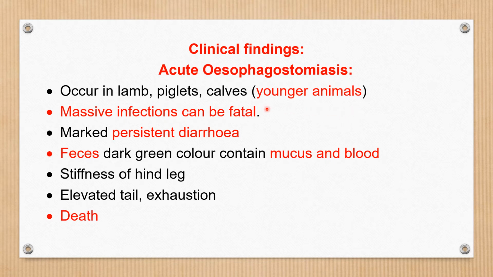And in younger animals, when there is massive infection, a large number of larvae are ingested at a time, they may cause death of these young animals. There is marked persistent diarrhea, severe diarrhea, the feces colored dark green, containing mucus and blood.